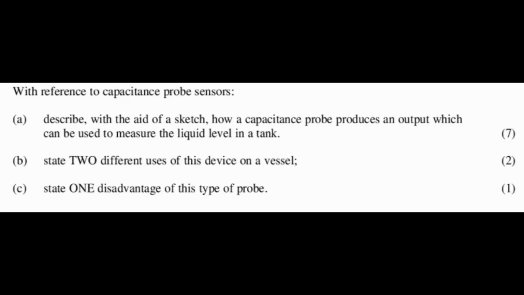With reference to capacitance probe sensors. A. Describe, with the aid of a sketch, how a capacitance probe produces an output which can be used to measure the liquid level in a tank. B. State two different uses of this device on a vessel. C. State one disadvantage of this type of probe.